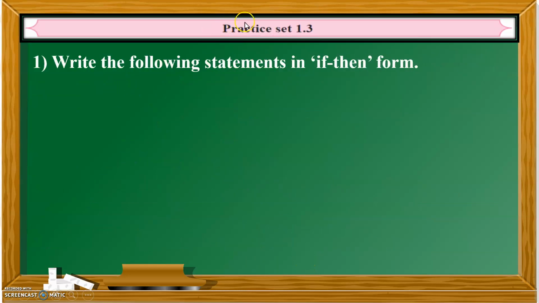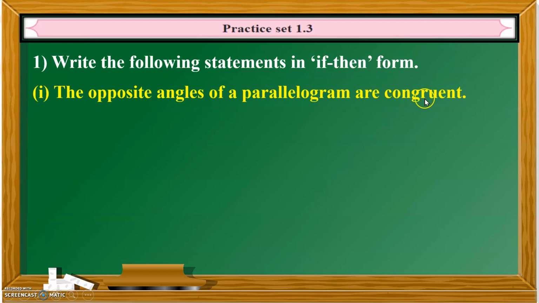So let's start with practice set 1.3. Write the following statement in if-then form. The first question: the opposite angles of a parallelogram are congruent. Now students, in this question there is no if, there is no then. So you have to understand where the if should come and where the then should come.